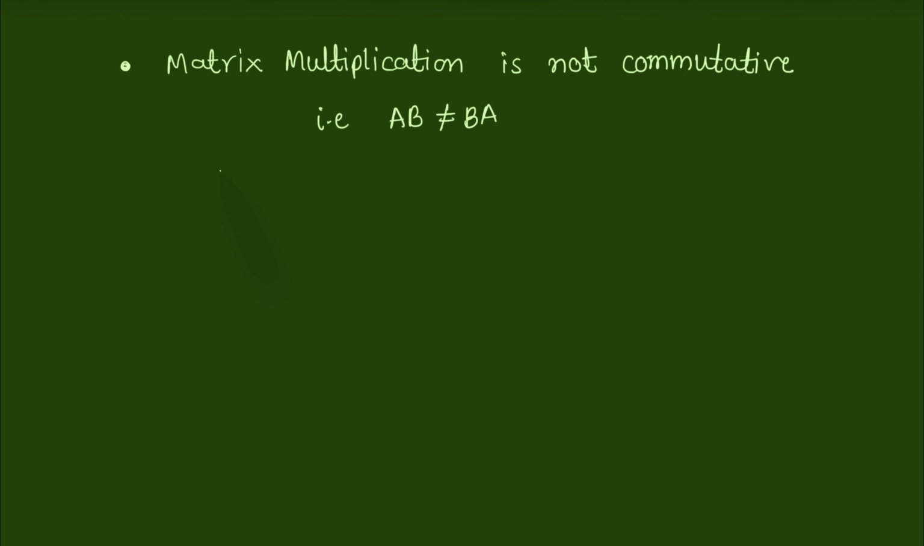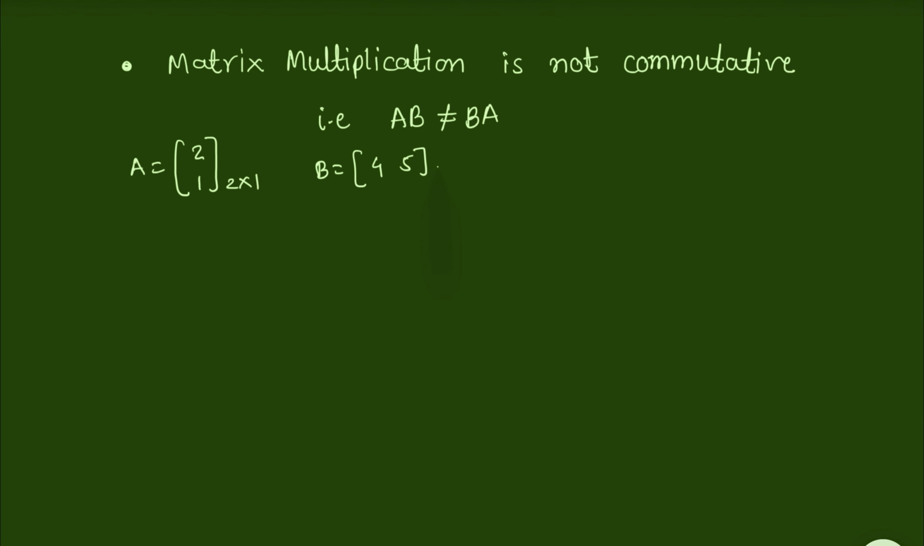Now let's go to the next point. Matrix multiplication is not commutative. That is, AB is not equal to BA. Let's take an example. Let A be equal to the matrix 2, 1, which is 2 by 1, and B be equal to the matrix 4, 5, which is of order 1 cross 2. Now the number of columns in A is equal to the number of rows in B. That means A cross B exists and has the order 2 by 2.